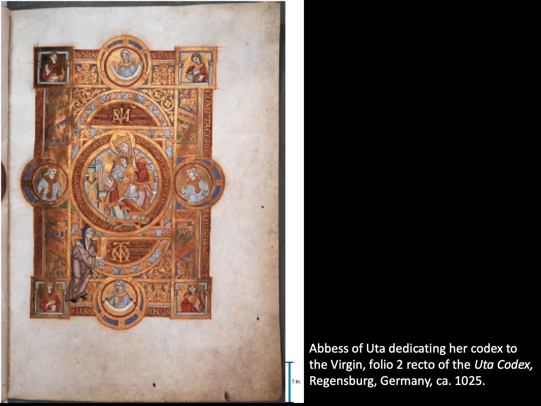This is the Uta Codex. It contains the parts of the gospel that are read during church. So it would have been necessary to have there so that as they were going through the gospel, there was something for the illiterate to focus on. This is Abbess Uta dedicating her codex to the Virgin Mary. It is folio 2 recto of the Uta Codex in Regensburg, Germany from 1025.